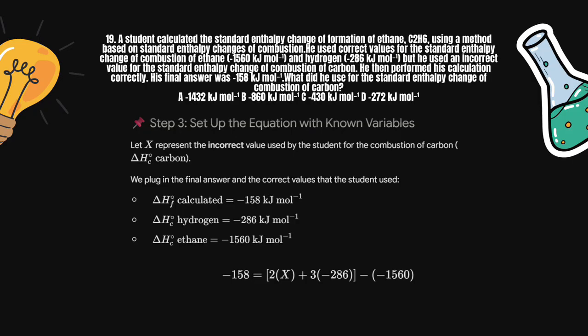Let x represent the incorrect value used by the student for the combustion of carbon. So we plug in the correct values that the student used. The enthalpy change of formation is calculated equal to minus 158 kilojoules per mole. The enthalpy change of combustion of hydrogen is equal to minus 286 kilojoules per mole. And the last one, the enthalpy change of combustion of ethane, is equal to negative 1060 kilojoules per mole.